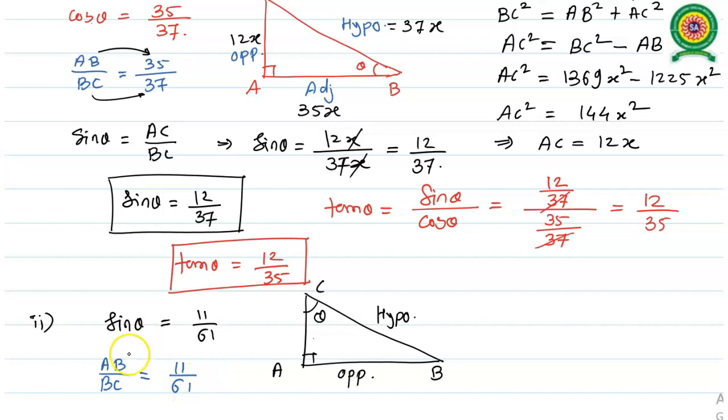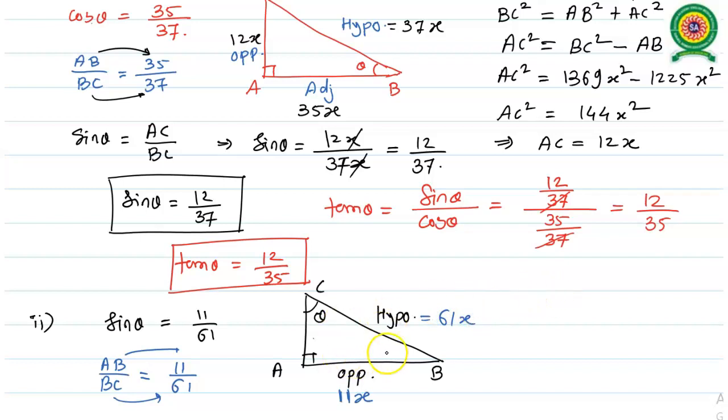That implies AB is some scalar multiple of 11. We assume that scalar multiple as x, and BC is the same scalar multiple of 61, so the hypotenuse becomes 61x.